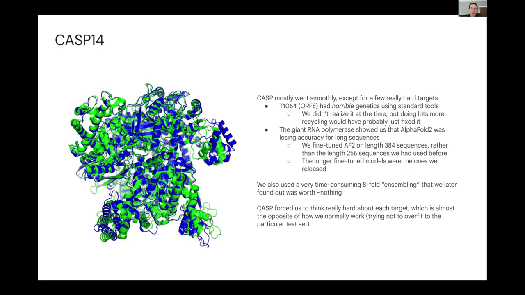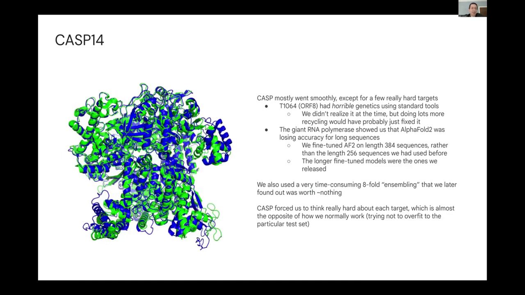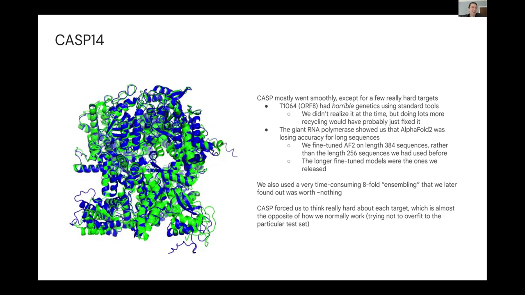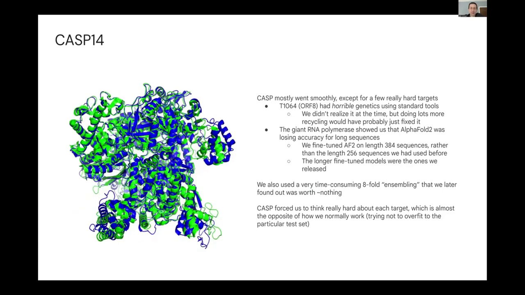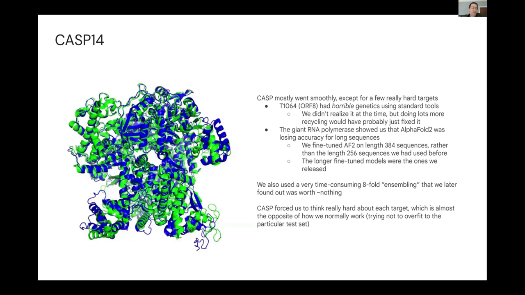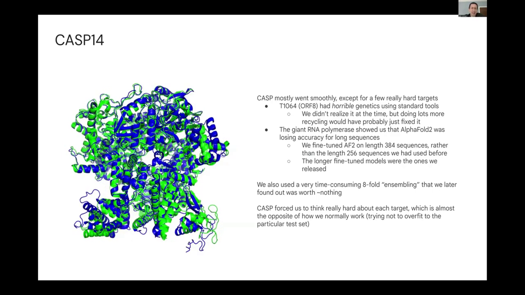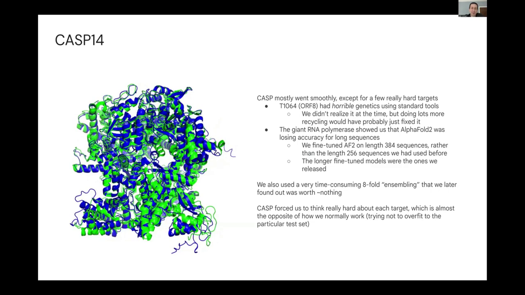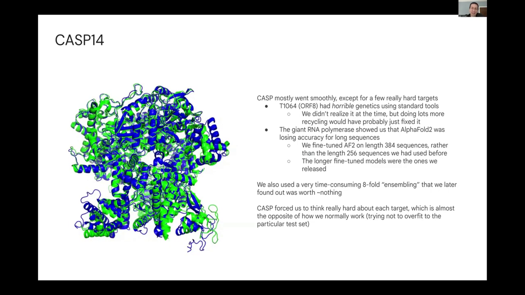I remember we had two targets that we learned a lot from. One was ORF8, which was terrifying because it has horrible genetics. It's an incredibly fast mutating protein. It has something like 22 sequences using our MSA tools. And we fixed it in a weird way, and we ended up using this multi-head system and something else. But what we hadn't realized is that if we had just recycled more, it probably would have fixed it.